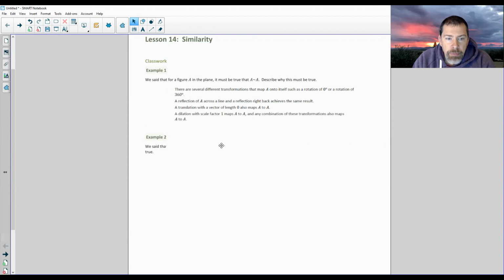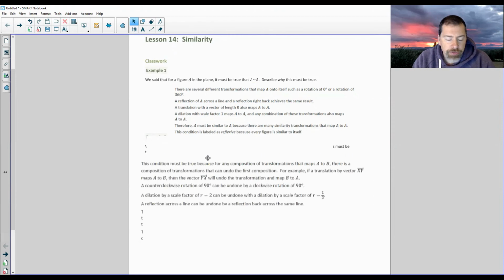Okay. A dilation with a scale factor of 1 maps A to A. And any combination of these transformations also maps A onto A. Therefore, A must be similar to A because there are many similarity transformations that map A to itself. This condition is labeled as reflexive because every figure is similar to itself.